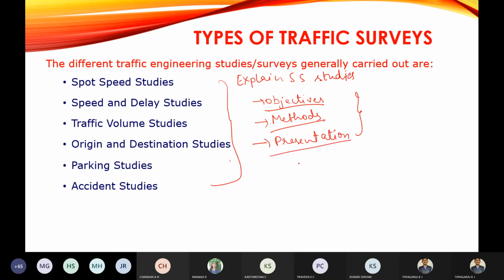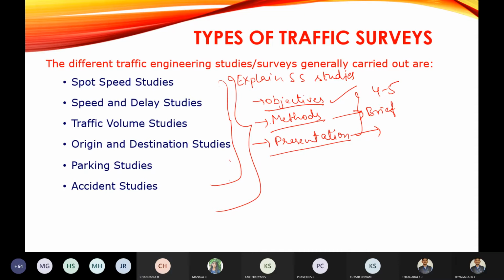So whenever they ask you to explain the traffic volume survey or the classified traffic volume survey, you have to write 4 to 5 objectives. Then the methods, for which you give a brief explanation. Then how you are going to represent the data you have collected. Is it clear? The various studies and how to write these studies. Shall we proceed?